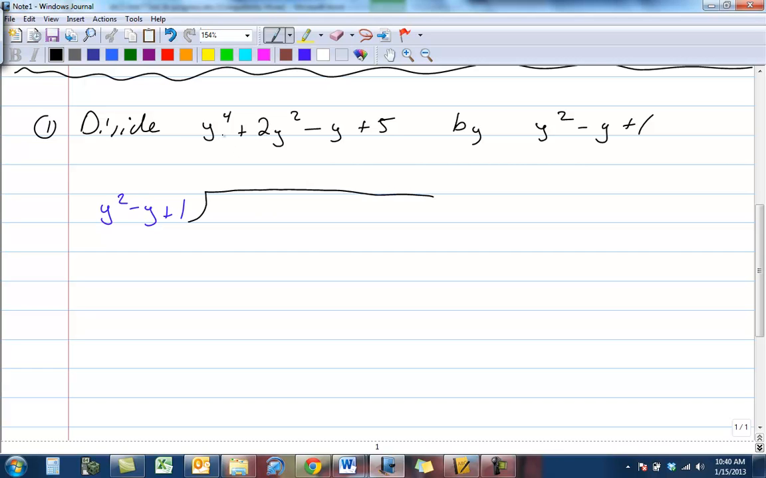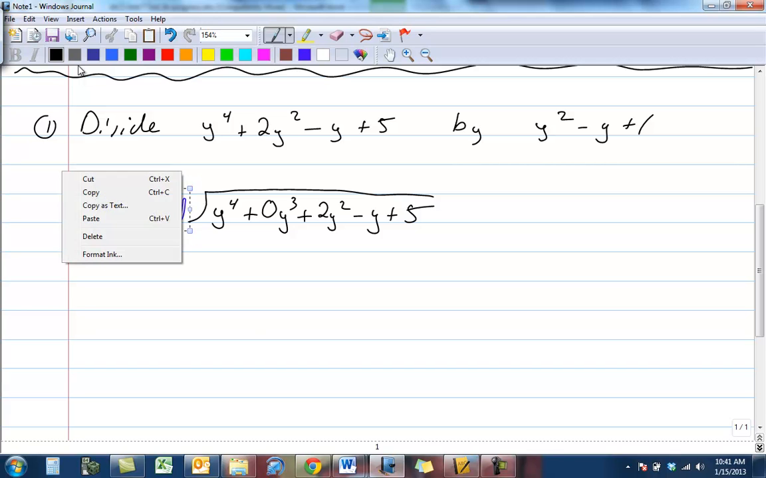Now here's the thing. We got y to the 4th, y squared, y, and a single constant. If you look closely, something's missing, isn't it? Let's start writing this in. We got y to the 4th, but we don't have y to the 3rd. What would be the coefficient in front of y cubed such that it's gone? We're going to keep that 0y cubed. We need to have that as a placeholder here. Plus 2y squared minus y plus 5.